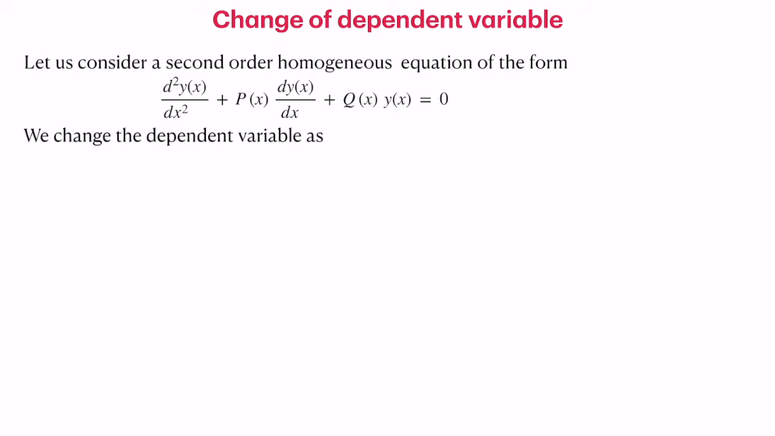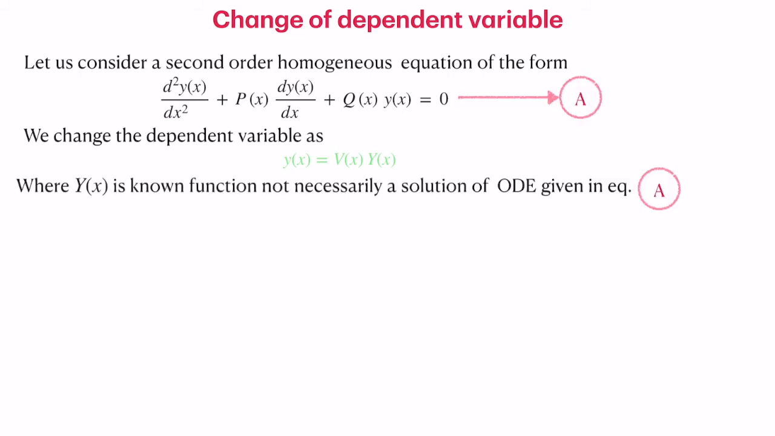Now we change the dependent variable, y of x equal to capital V of x into capital Y of x. Sometimes it may reduce the differential equation to a specific form such that it can be easily solved. One common way is to change the independent variable x and then reformulate the differential equation in a convenient form. The second way is to change the dependent variable itself so that the differential equation takes a more convenient form.